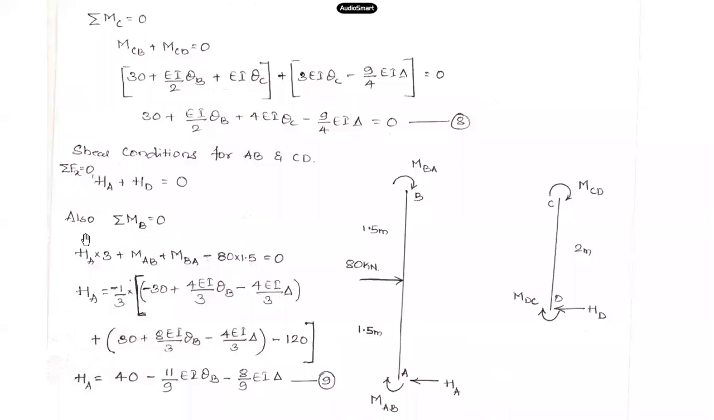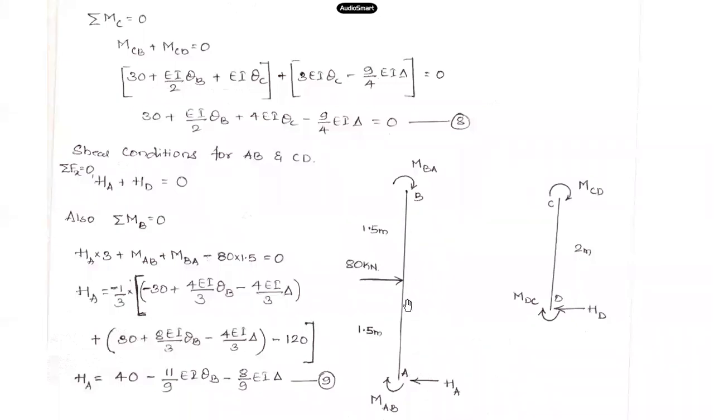Now, what is HA equal to? I have to find what HA and HD are here. For that, I'll take moment about joint B. In this member AB, I'll take summation of moment about joint B equal to 0. I'm applying summation of moment about joint B equal to 0. So what are the moments that are coming about joint B here in member AB? It will be HA into 3 meters. There will be a moment due to this reaction HA.